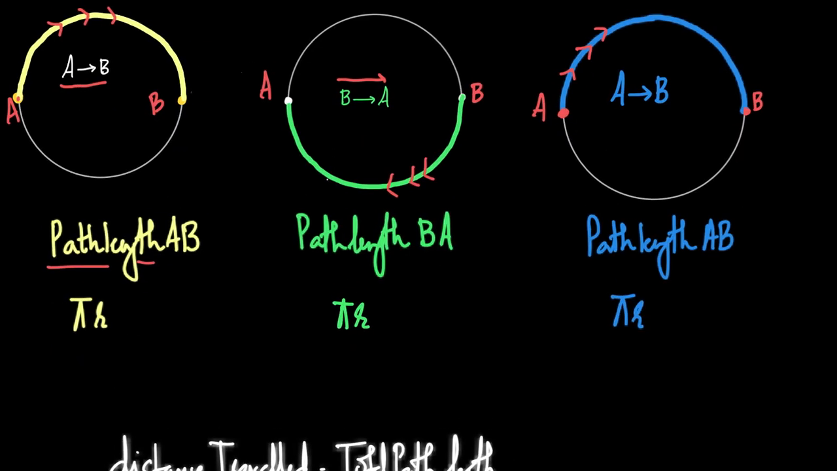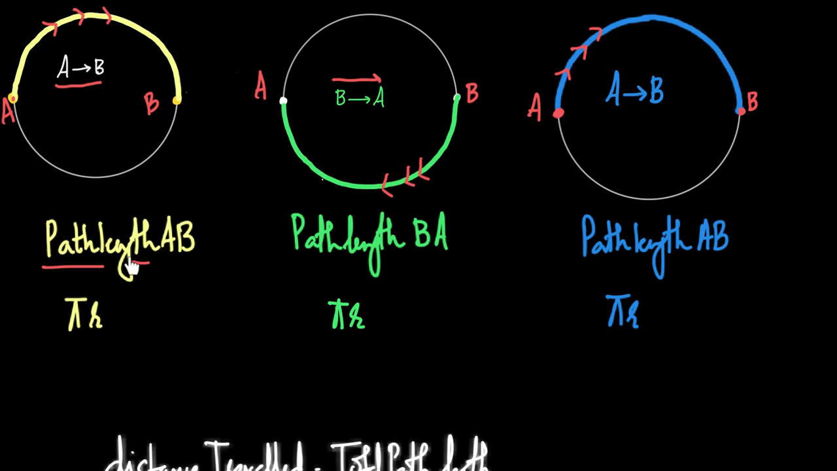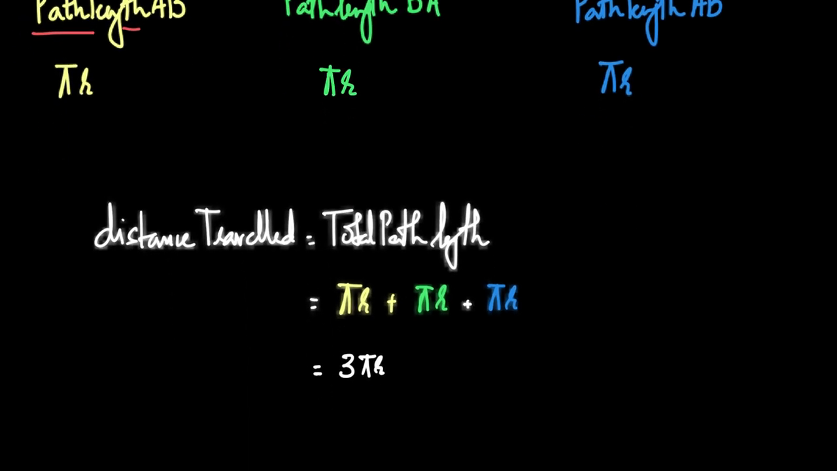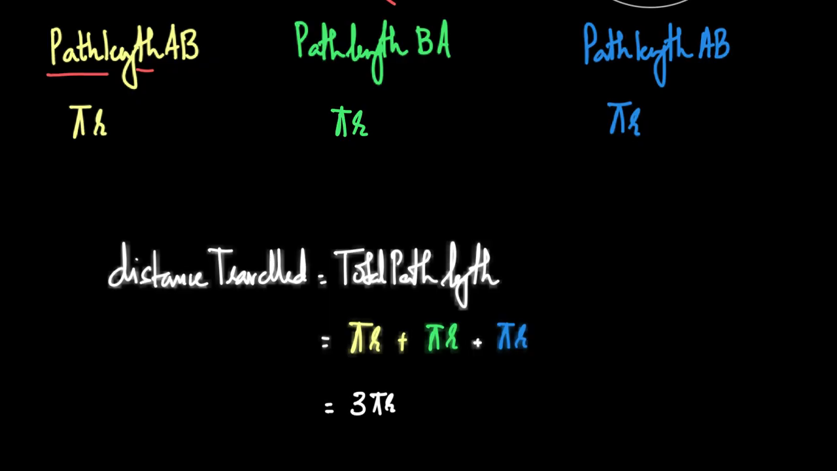Okay. So when we consider three different path lengths, all three of them have the same path length, which is pi r, and pi r. Therefore, the total distance will be the total path length, which is pi r plus pi r plus pi r, 3 pi r. Okay.